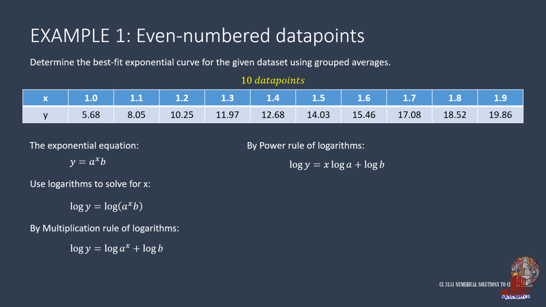With this format, log of y is capital Y. Logarithm of a is taken as capital A, and log of b is capital B. Then, we get the linear model of Y equal to Ax plus B, where Y, A, and B are modified. X remains as is.